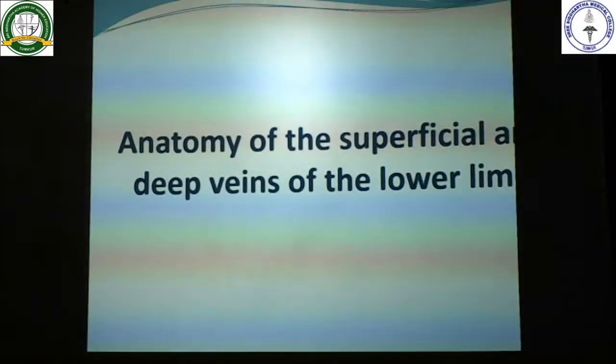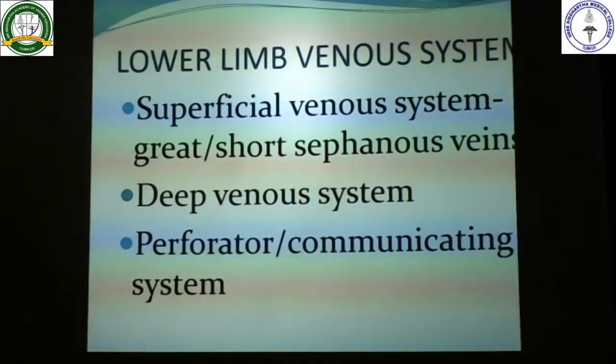Now coming to the anatomy of the superficial and deep veins of the lower limb. Before discussing varicose vein, we should know some of the surgical anatomy of the superficial and deep veins. In the lower limb, this venous system we have divided into 3 groups. Superficial venous system, it consists of great and short saphenous veins. Deep venous system, and also one more system which connects the superficial and deep venous systems. It is called the perforator or communicating system. These are the 3 systems you can see over the limbs.